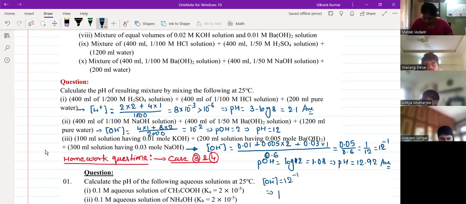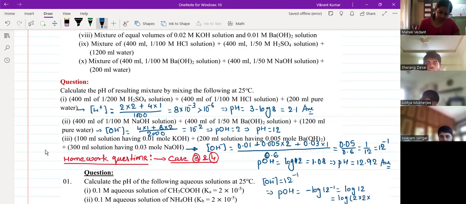Then pOH was minus log of this, है ना? That will become log 12. And log 12 is what? Log 12 is 2 into 2 into 3. That will become log 2 plus log 2 plus log 3. And we know the values of log 2 and log 3.